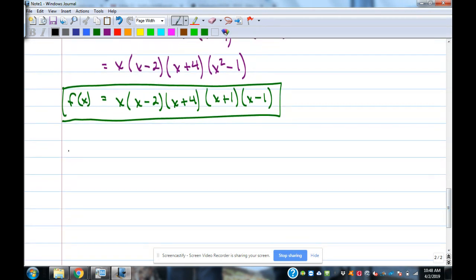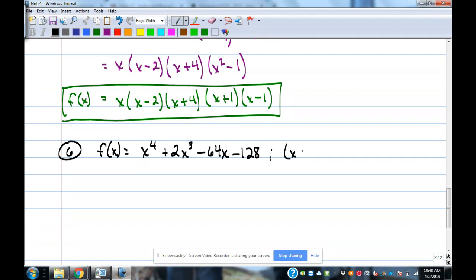All right. Let's do number 6. F of x is equal to x to the 4th plus 2x cubed minus 64x minus 128. And the factor is x plus 2. X to the 4th, 2x cubed, negative 64x, and negative 128. Okay.